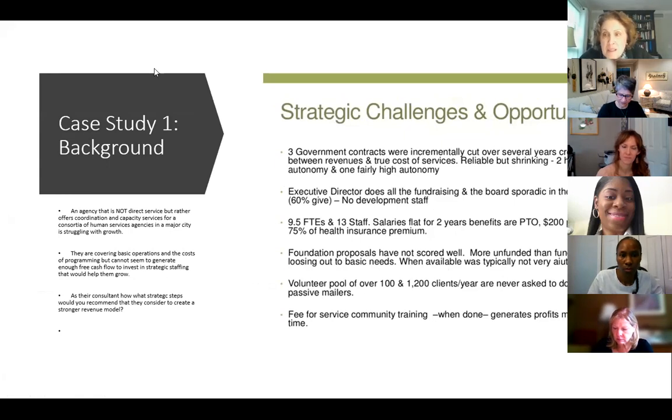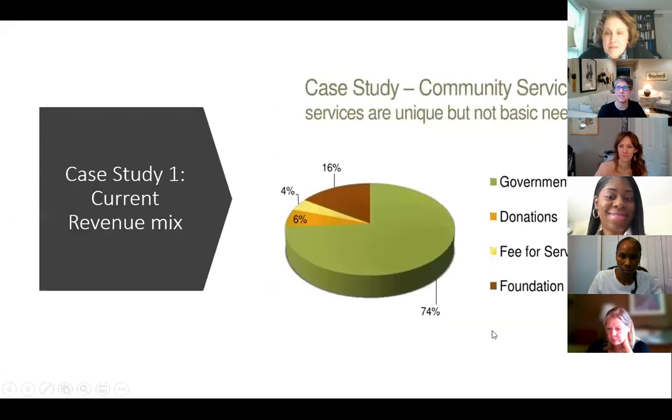You know, the other thing is this fee for service, right? When it's done. So it seems like that's inconsistent and it generates profits most of the time. Seems like it needs a little more of a focus there, right? So how much are they getting from fee for service? Oh, it's small, it's 4%. Is it even worth their time and energy at the way it's being performed right now? Do they need to revamp the entire program? Right. For the fee for service?